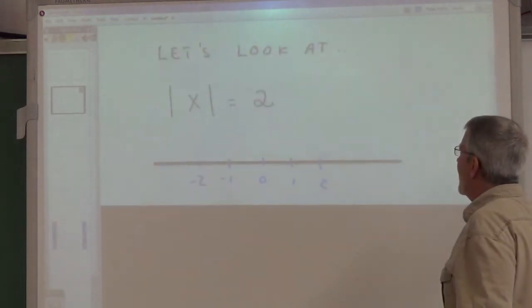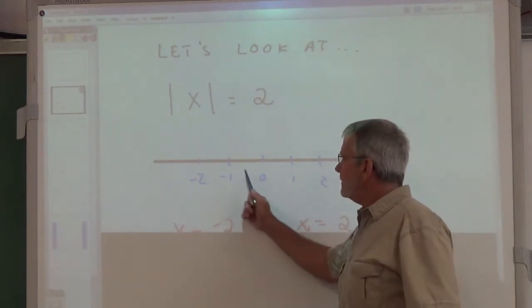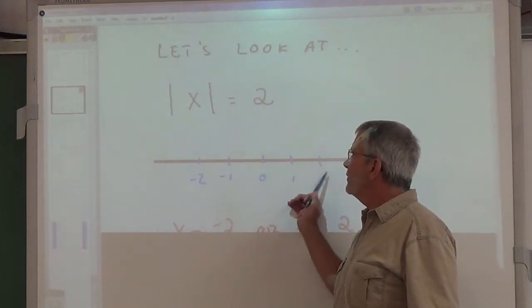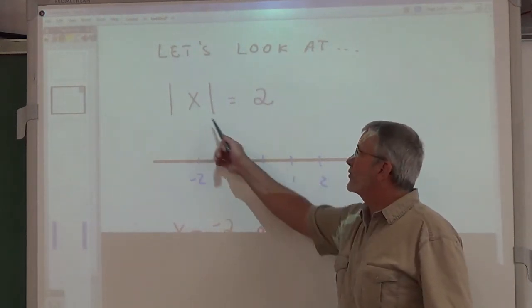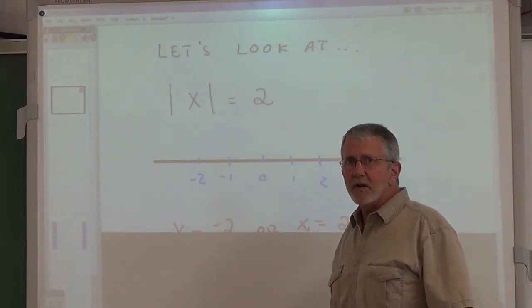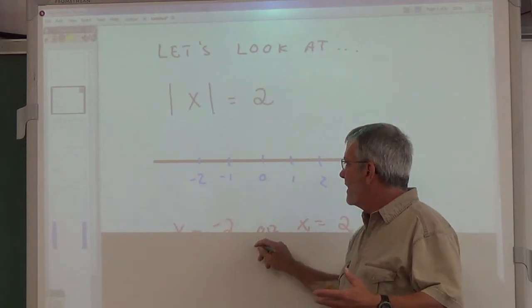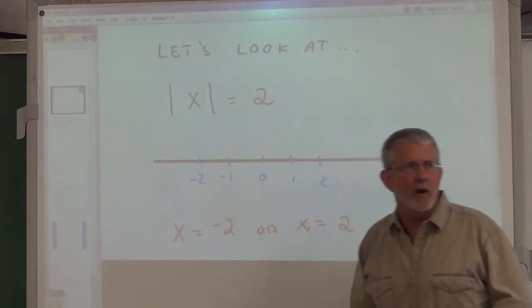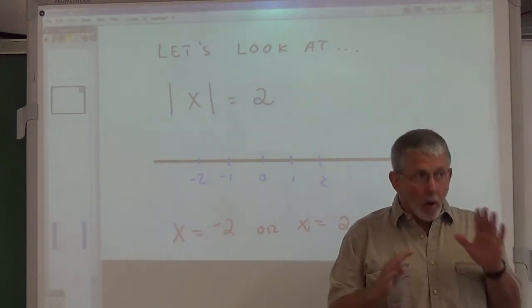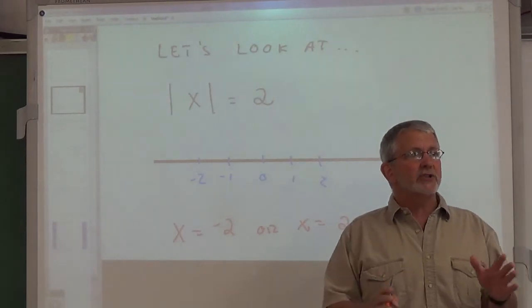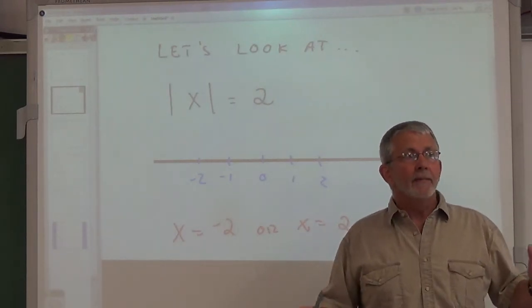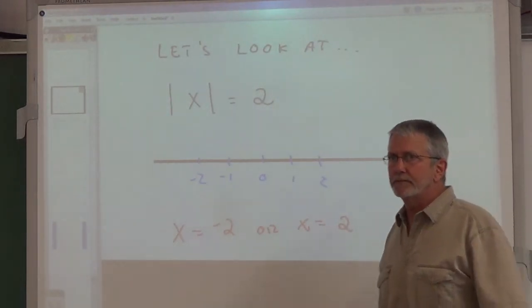I mean that if I have a number line, negative 2, negative 1, 0, 1, 2, negative 2 and 2 both are 2 units from 0. So that's why the solution to the equation, absolute value of x is equal to 2, is x is equal to negative 2, or, it's a disjunction, x is equal to 2.